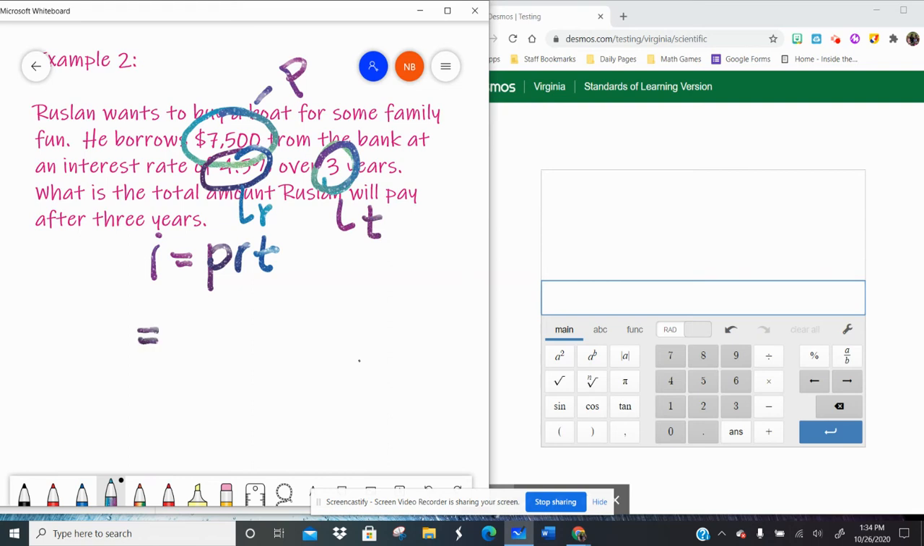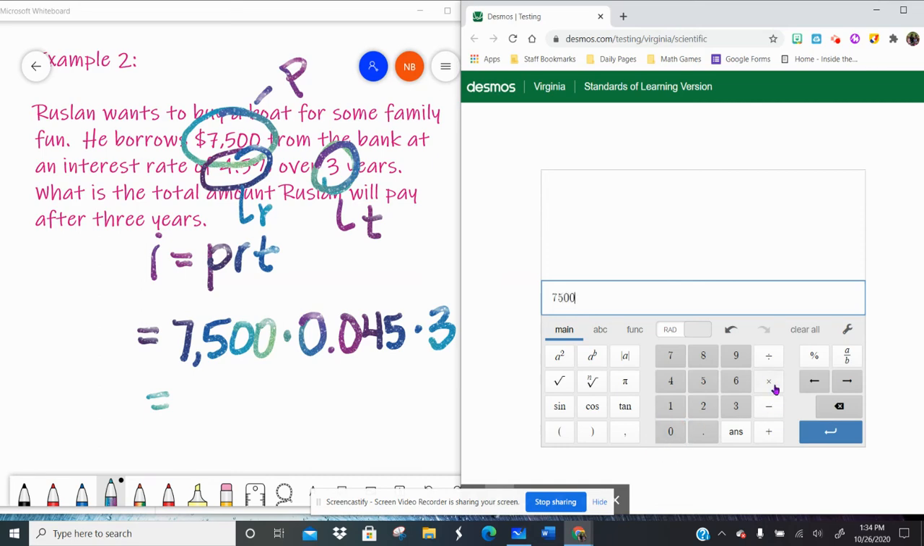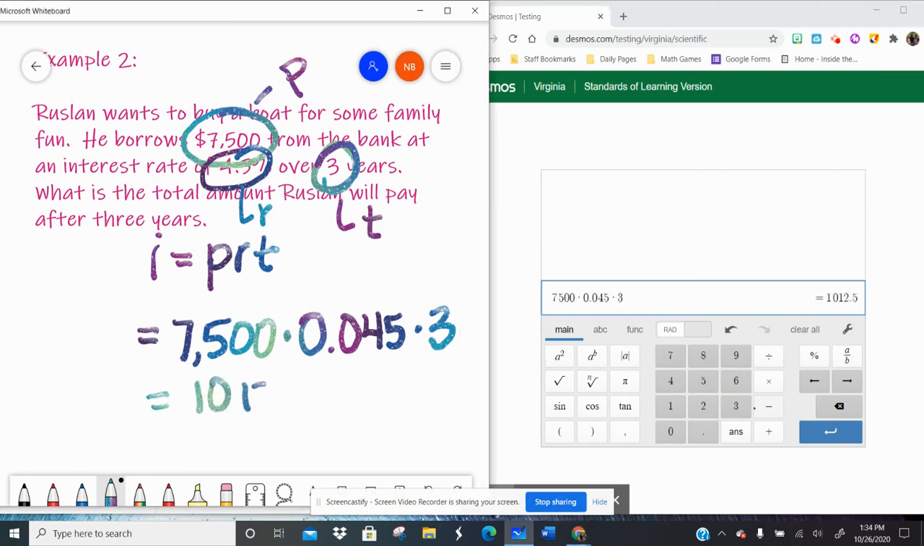So let's plug that in. 7,500 times, again, I'm going to convert that 4.5% to 0.045, times 3 years. Let's go over to our handy dandy calculator and figure that out. 0.045 times 3, and it is $1,012.50 in interest.